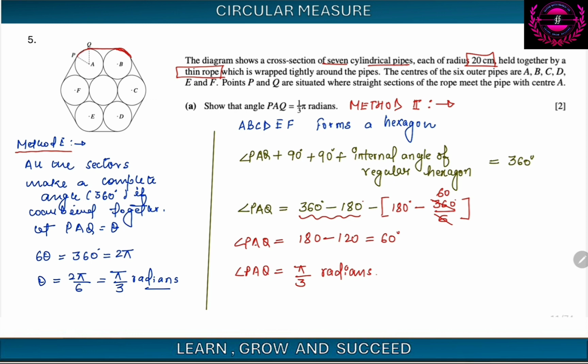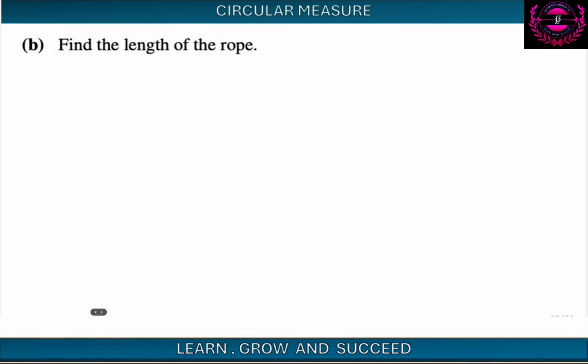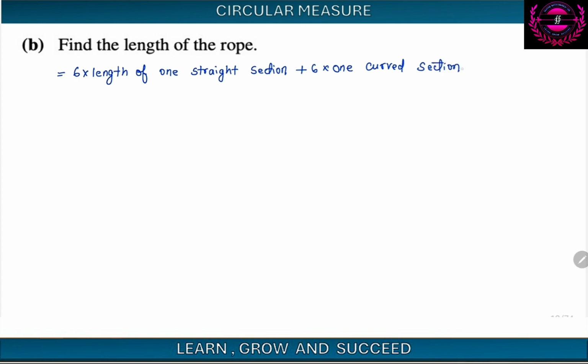So PQ is the first curved section, and here I have the second curved section, third, fourth, fifth, and sixth. So 6 curved sections for 6 pipes. Similarly, we will have 6 straight sections of the rope. So I will write the length of the rope as 6 into the length of one straight section of the rope plus 6 into one curved section of the rope.